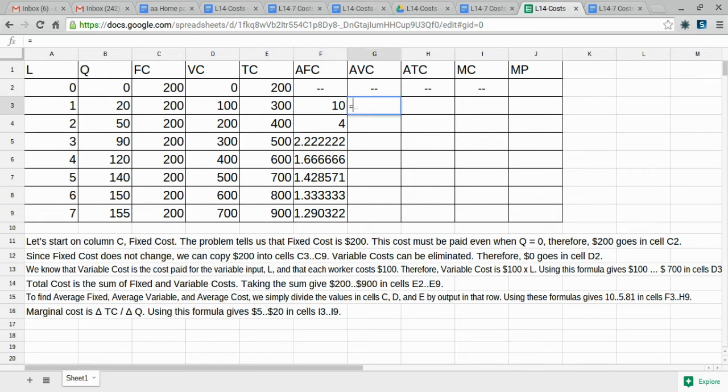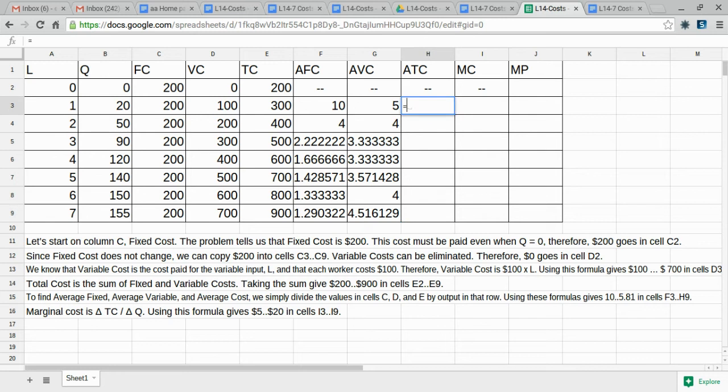Average variable cost is variable cost divided by Q. So when L is 1 and Q is 20, average variable cost is 5. We can copy that formula down. We'll see the average variable cost goes 5. It decreases. It hits 3.33. It stays at 3.33. Then it starts to rise. So average variable cost decreases at first and then increases as L and Q both increase.